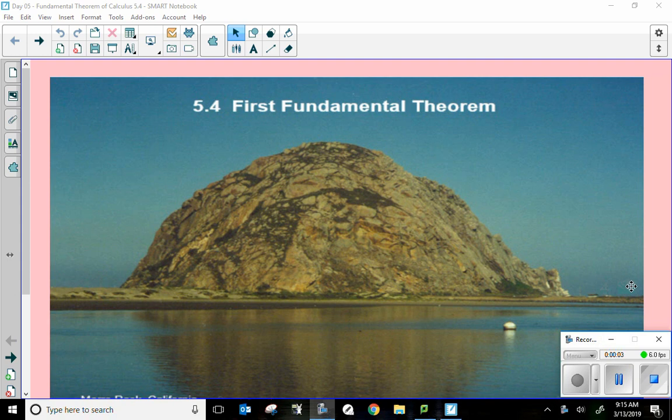Why, hello there, people. Welcome to Unit 5. This is Day 5. It covers 5.4 in the book. Don't be confused. I know this happens quite a bit, but this is Unit 5, Day 5 for our class. And we are going to talk about the first fundamental theorem of calculus.